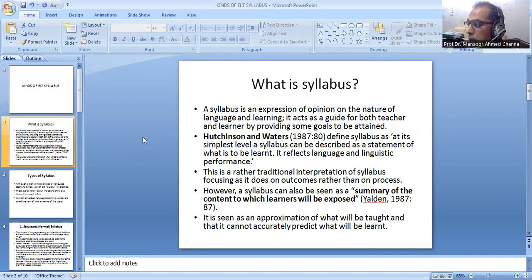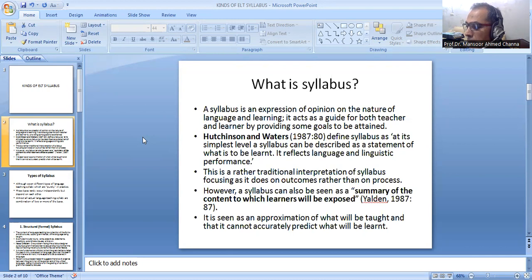Hutchinson and Waters in 1987 defined syllabus, at its simplest level, as a statement of what is to be learned. It reflects language and linguistic performance. This is a rather traditional interpretation of syllabus, focusing on outcomes rather than on process.